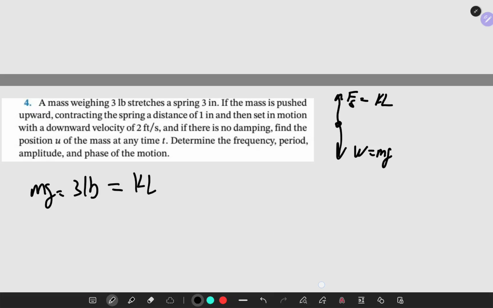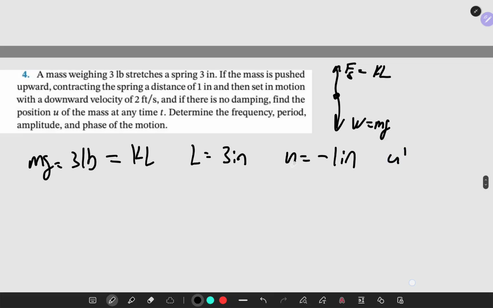Mass weighing 3 pounds stretches a spring 3 inches. If the mass is pushed upwards, contracting the spring, so the spring is shrinking, our initial distance would be negative. Yeah, negative 1 inch. Then set in motion with a downward velocity, downwards is positive, u prime of 0 of 2 feet per second. Of course, they go between inches and feet.